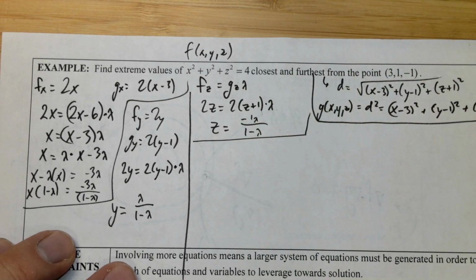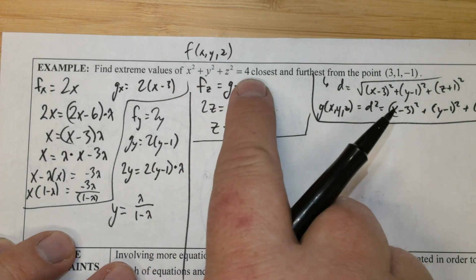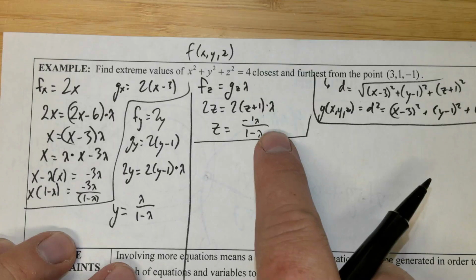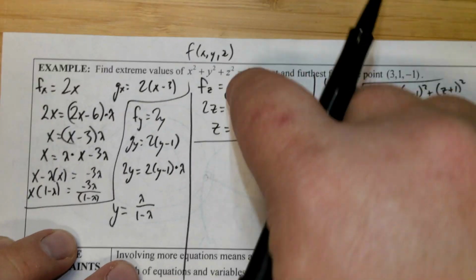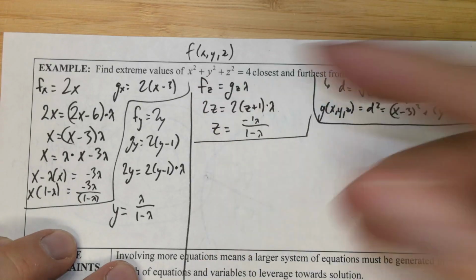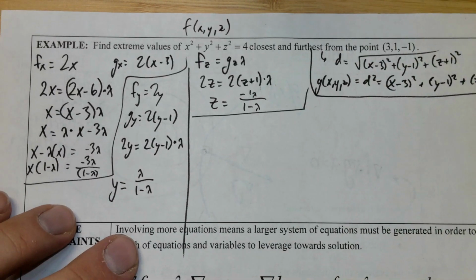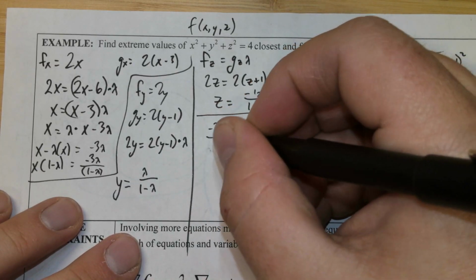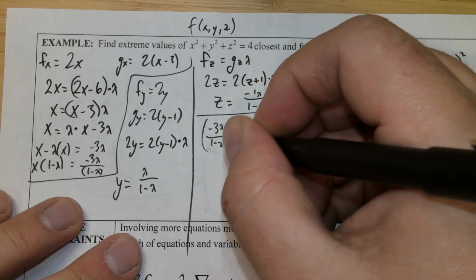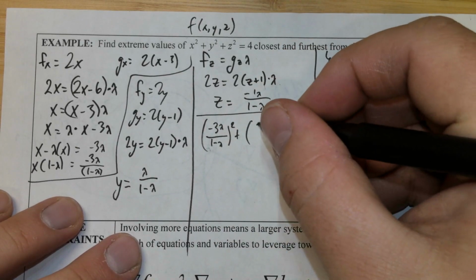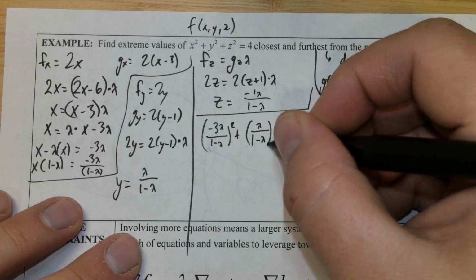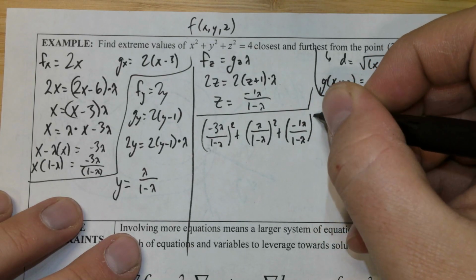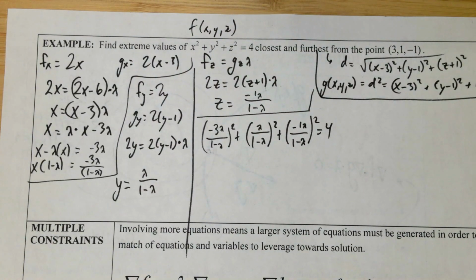Now, we're going to plug all of these into my constraint. I have x, y, and z all in terms of that lambda. And now I can make that big substitution in here and solve for that missing lambda. So I've got negative 3 lambda over 1 minus lambda squared, plus lambda over 1 minus lambda squared, plus negative lambda over 1 minus lambda squared equals 4.